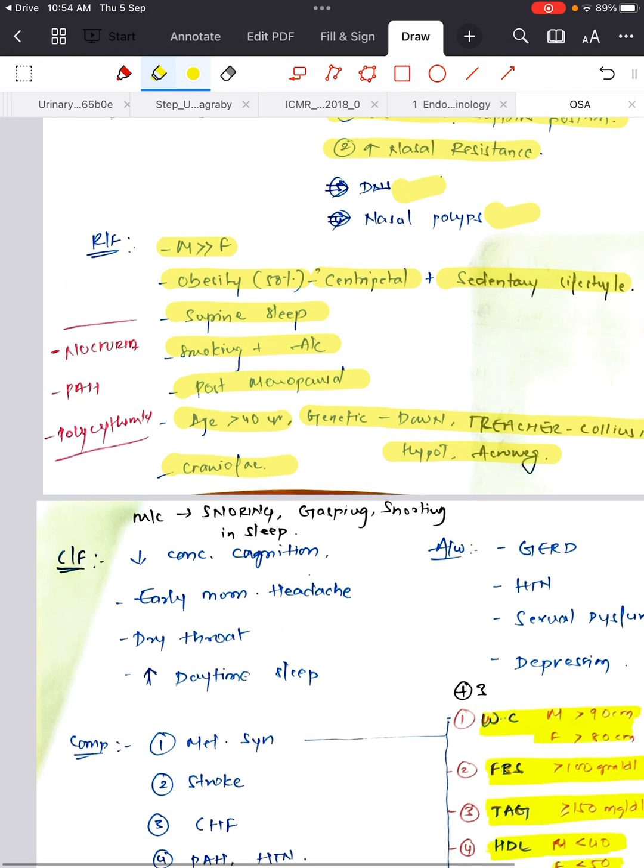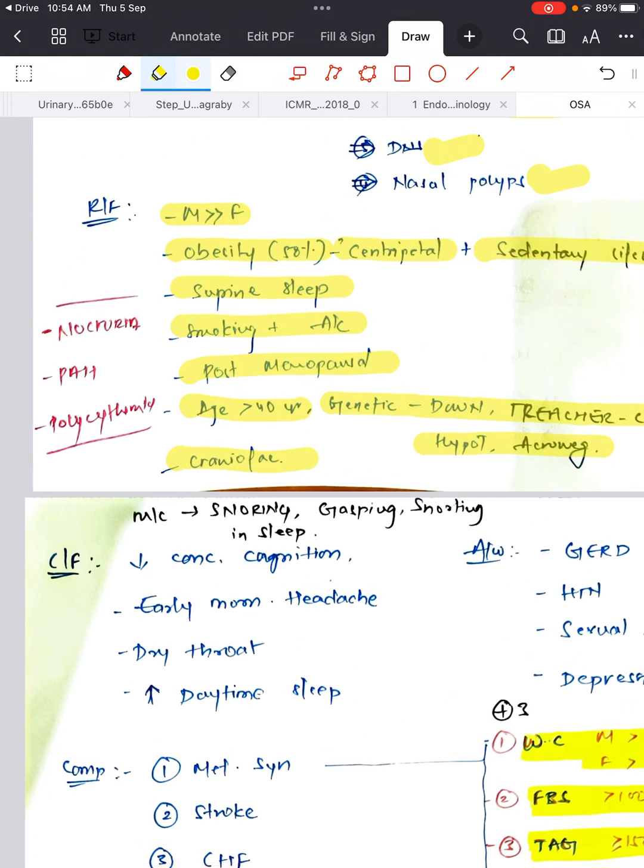So, clinical features, as we just discussed: most commonly the patient will complain of nighttime snoring, or the partner observing the patient will say that the patient arouses with gasping or snorting at night. In the daytime, there is decreased concentration and cognitive dysfunction; memory and attention will be reduced. Early morning headache and dry throat will be there because the patient keeps his mouth open the whole night for breathing, and there is increased daytime sleep. So these are the clinical features.